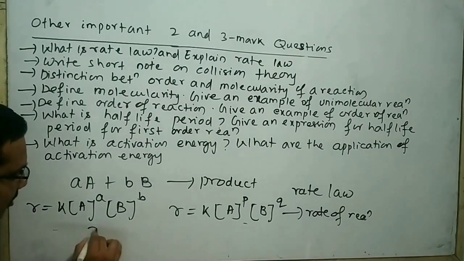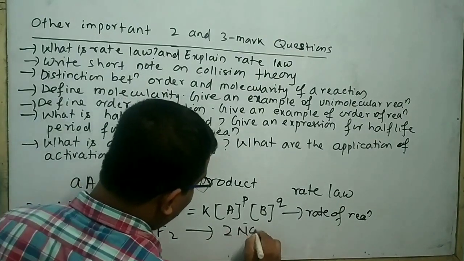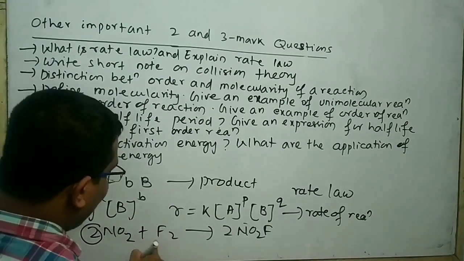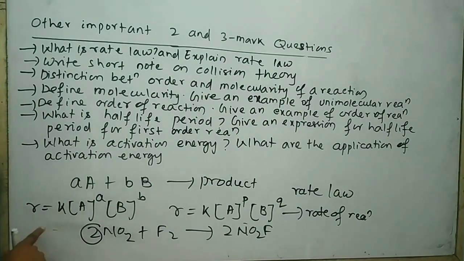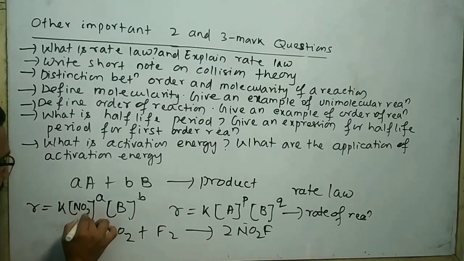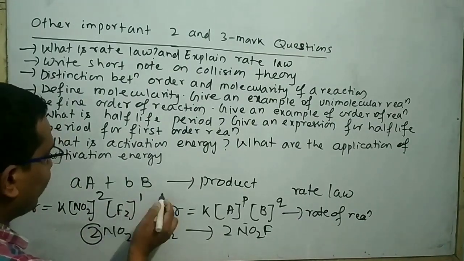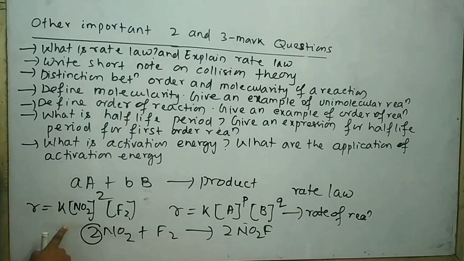Suppose I will take a reaction: 2NO2 reacts with F2 and gives 2NO2F. Remember, in this reaction 2 moles of NO2 are taken which react with 1 mole of F2. So according to the law of mass action, I can write the rate of reaction like this: R is equal to K into concentration of NO2 power 2 and concentration of F2 power 1, or you can also not write 1. This is the expression according to the law of mass action.